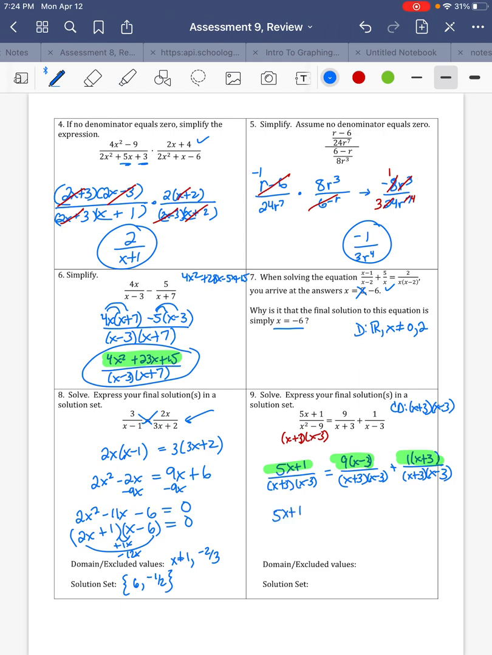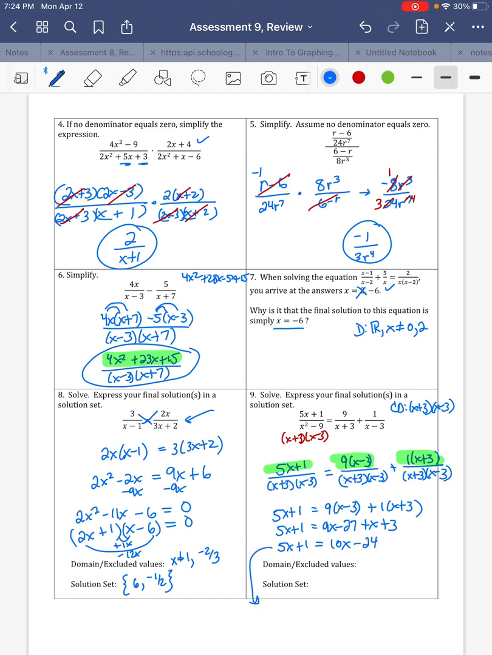So I got 5x plus 1 equals 9 times x minus 3 plus 1 times x plus 3, which is what you're used to seeing, and I was just trying to explain it out the long way, but we did that at the beginning, but we haven't done it for a while maybe. All right, so let's see, 5x plus 1. Over here I have 9x minus 27 plus x plus 3. So notice there's no x squared, so this is going to be an easy problem to solve. 5x plus 1, this is going to be 10x minus 24.